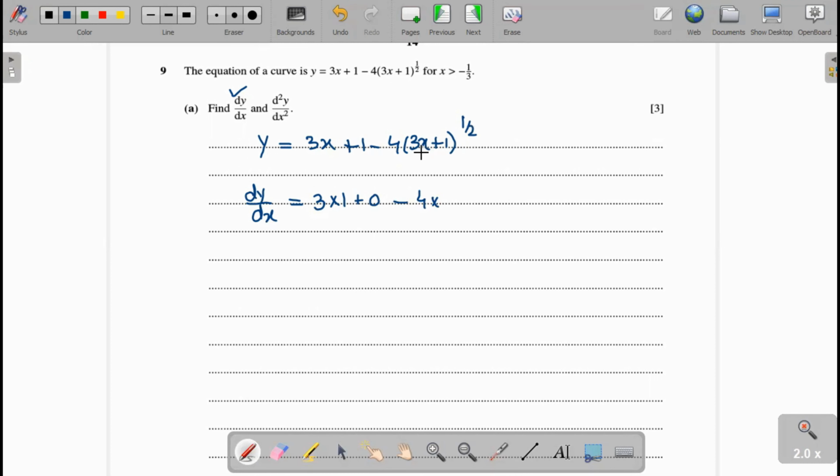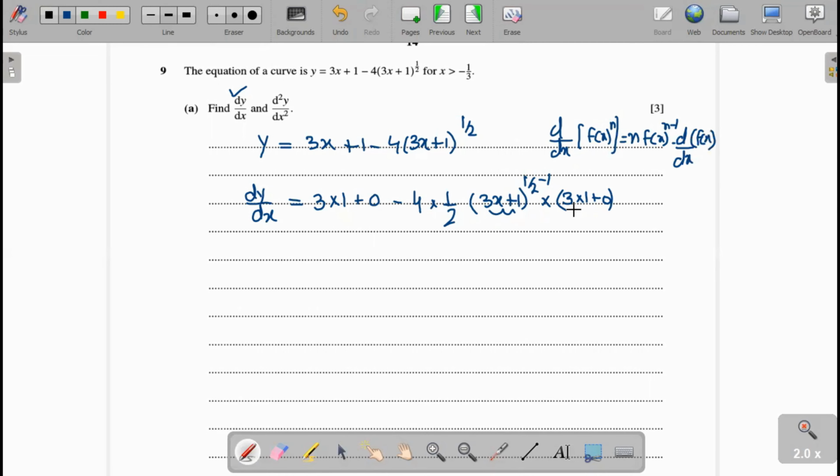The power of this expression becomes the coefficient of this expression, and 1 over 2 into (3x plus 1) power 1 over 2 minus 1. Differentiate again this value, we get 3 into 1 plus 0. d over dx of (f of x) power n is equal to n into (f of x) power n minus 1 into the derivative of f of x. This is the formula we apply here.